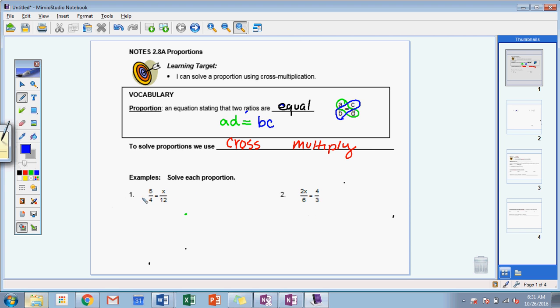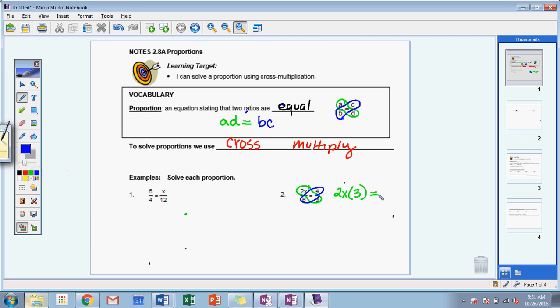I'm going to actually skip number 1 and go straight to number 2. So I want to solve for x. So to do that, I'm going to take the two diagonals and multiply them together. So I'm going to write this one out long ways. You don't have to do this, but I want to show you what this looks like. 2x times 3 should be equal to 4 times 6.